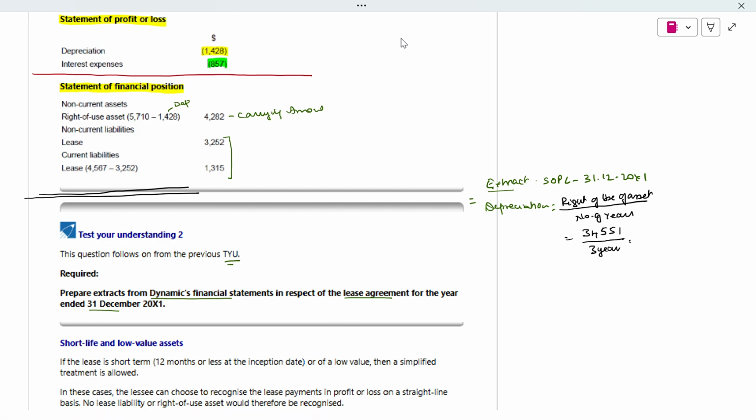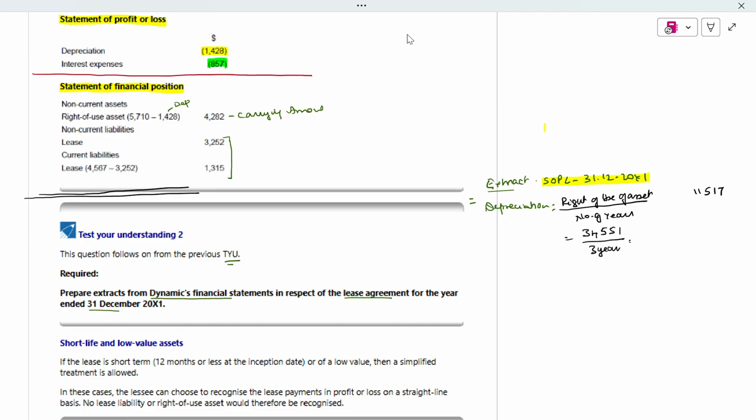Okay, 11,570. How much? 11,517. Good. Okay. Now, how much have we paid? This we are doing for the statement of profit and loss account. Statement of profit or loss, is it right?